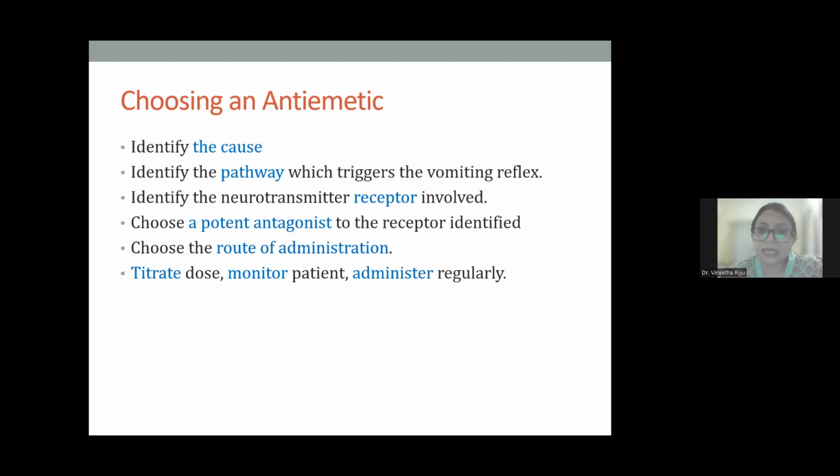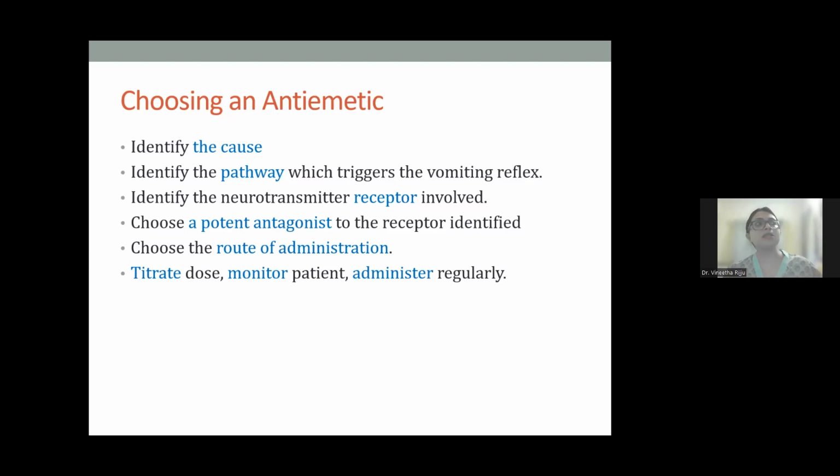So now coming to choosing the antiemetic. Again, like we were saying, identify the cause, what is causing the nausea and vomiting. Once you know what the cause is, it is easy to identify which pathway triggers the vomiting. And once you know the pathway, you will be able to know which neurotransmitter receptor is involved. Once you know that, you can choose the most potent antagonist for the receptor identified. Now that you have identified all of this and you know it is this drug that is going to be the best for this patient, you need to choose how you are going to administer the drug. Are you going to give the patient always parenterally?